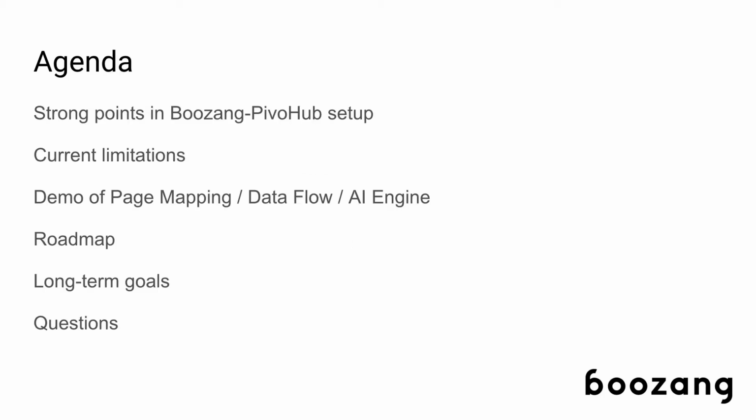I made a quick agenda here. Let's talk about the strong points of what we have. And then I thought we'll talk about some of the limitations that I see. And then I want to map, just a demo, what's coming up. And we divided it into 3 different things. It's the page mapping module, the data flow, and the AI engine that we have. And then I'll just touch quickly on the roadmap, what we have going forward, and then our long-term goals, and then we'll take some questions.